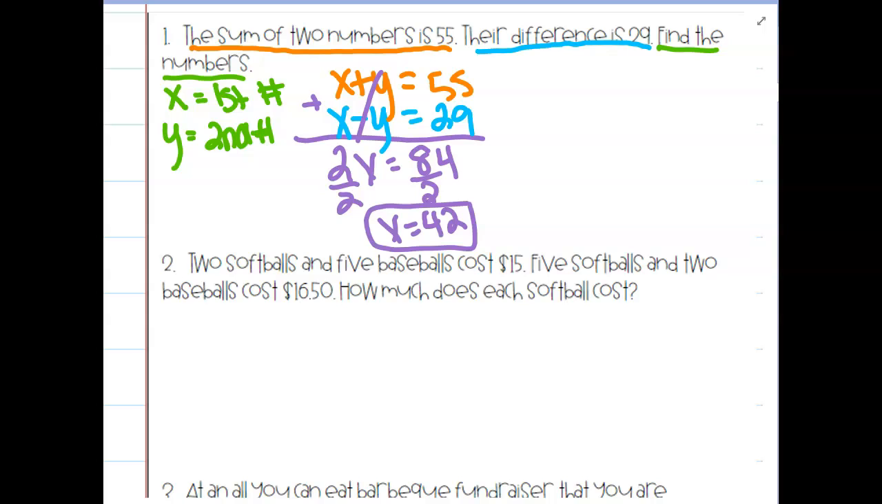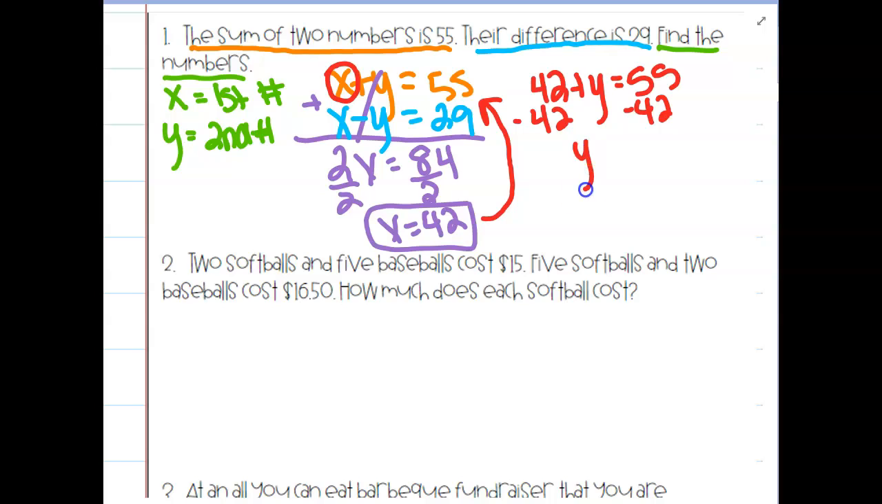Now in this one, I don't really have a label because it's just a number. One of my numbers is 42. To find the other number, make sure we're plugging 42 in for x. So we have 42 plus y equals 55. Subtract 42 from both sides. We should get y equals 13. And this would be an easy one to check. Their sum, 42 plus 13, 55. Their difference, 42 minus 13, 29. Questions on that first one?